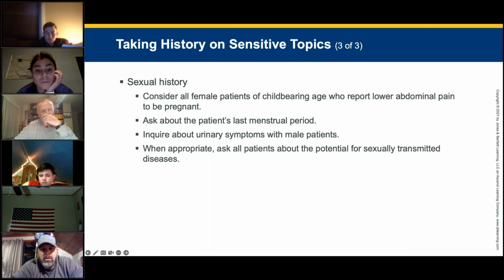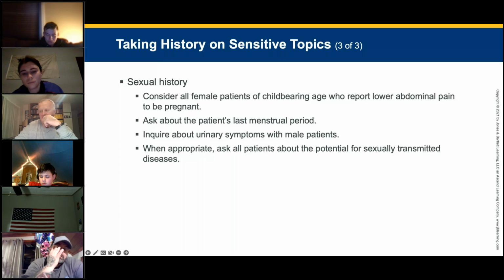Ask them about their last menstrual period. For us guys, this can be an awkward conversation to have with someone, but we have to do it. It's critical to their care. Inquire about urinary symptoms with male patients. When it's appropriate, ask about the potential for sexually transmitted diseases. Again, it's a sensitive topic, but it could make a big difference in our care with these patients. It kind of plays into this today too as well.